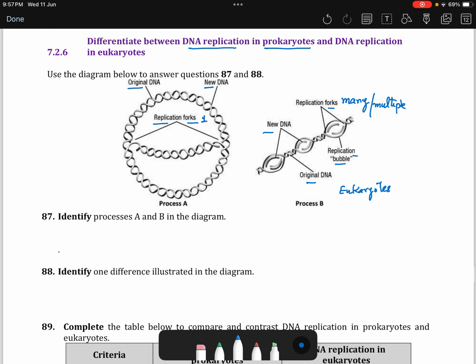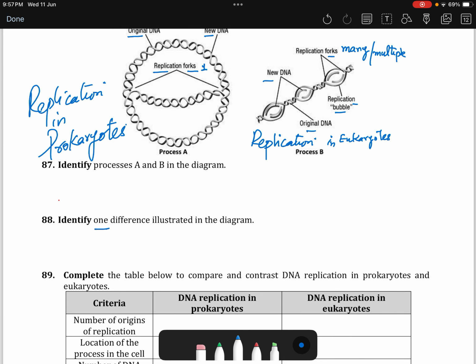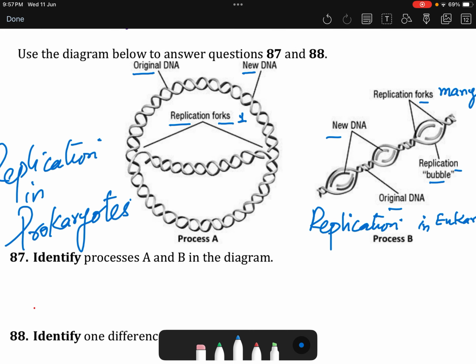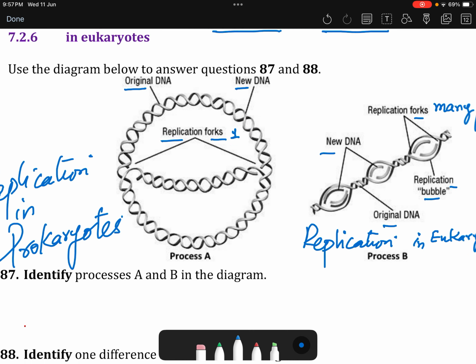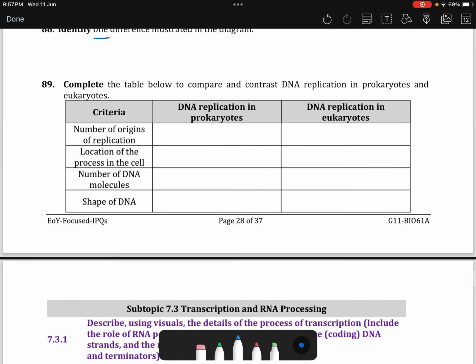Identify process A. So process A is replication in prokaryotes, while process B is replication in eukaryotes. Okay, moving to the next. Identify one difference. We already said that the major difference is that it shows the origin of replication, which is only one, while the other has many or multiple origins of replication.